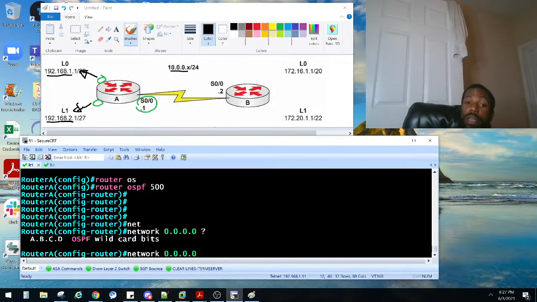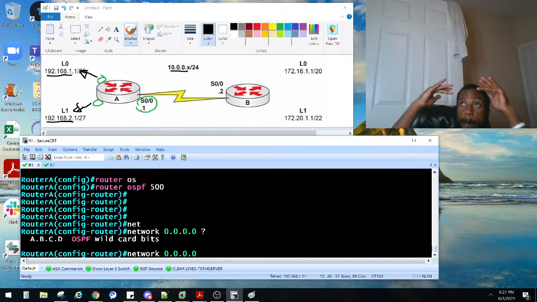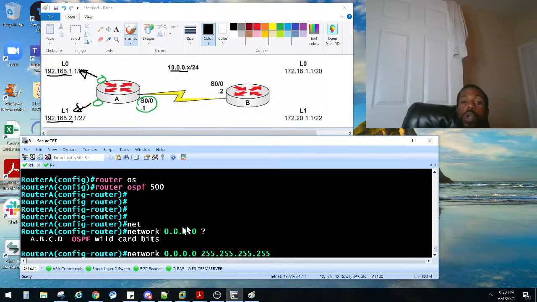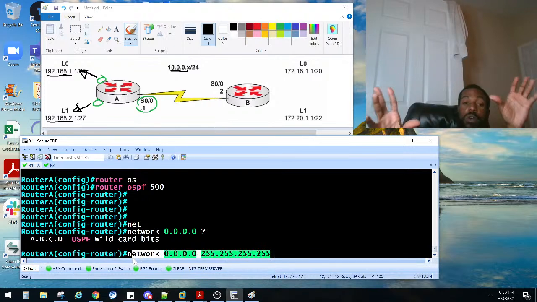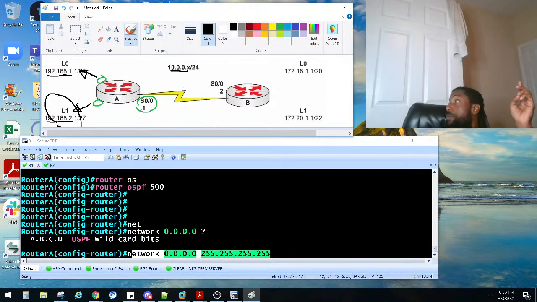So remember the wildcard bits is 255 minus the subnet mask, but we're not going to do it this way. We're going to just put 255.255.255.255. When you do it this way, you're going to put every interface on this router to participate in OSPF. That's what we're doing. So we're going to put that participate in OSPF, this participate in OSPF, and that participate in OSPF. That makes sense?